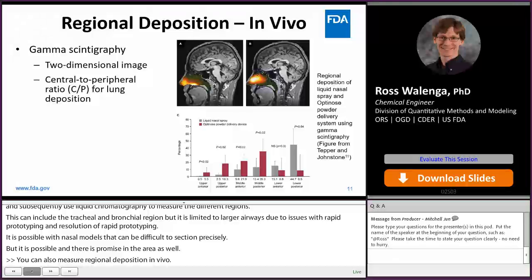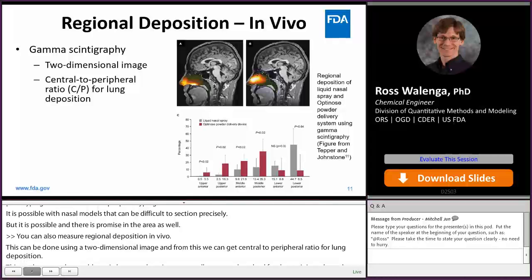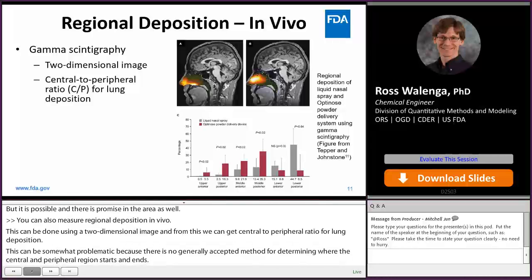This can be somewhat problematic because there's no generally accepted method for determining where these central and peripheral regions start and end. And also, even if there were, it is a two-dimensional image, so there's naturally going to be some overlap of large and small airways. But it does provide in vivo data, so it's certainly useful.